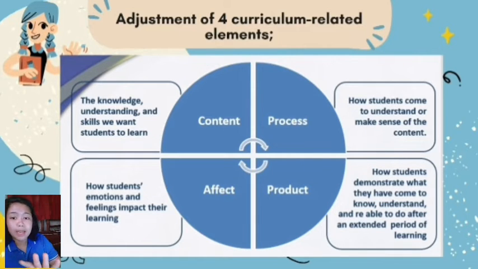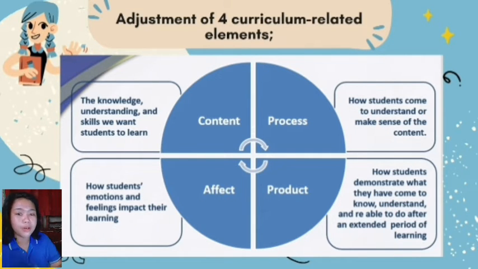These are the four again: the content, process, product, and the effect. If you're not satisfied with the readiness of your students, if some of them still don't get it, then go back and reflect. That's the key word. Content, process, product, effect.